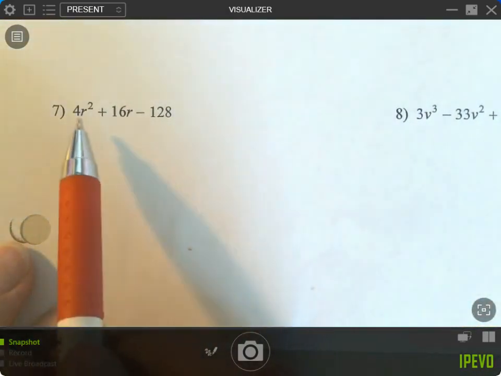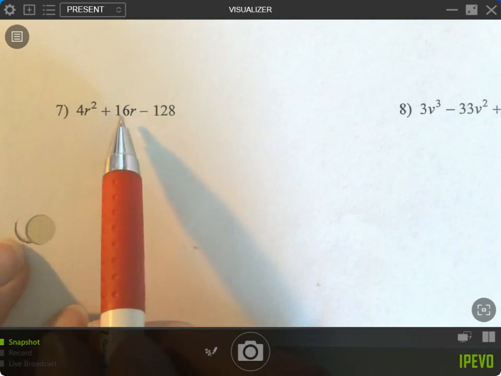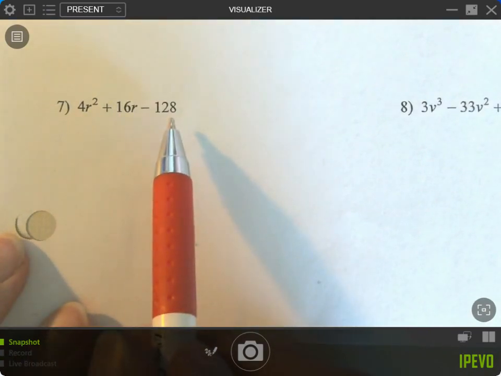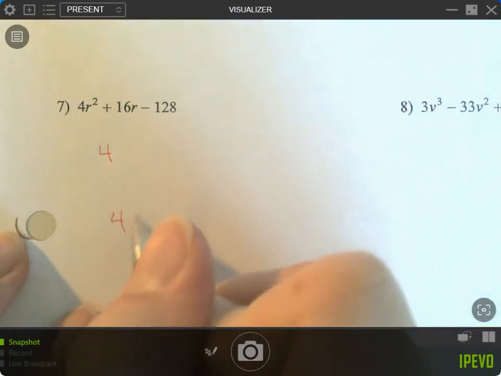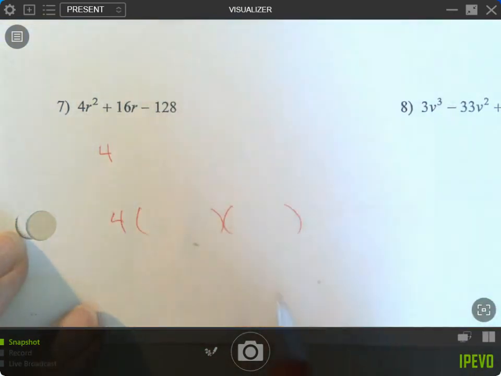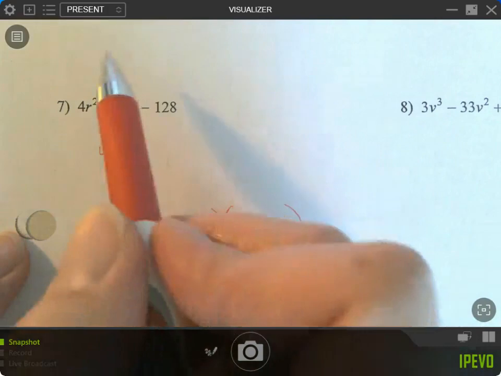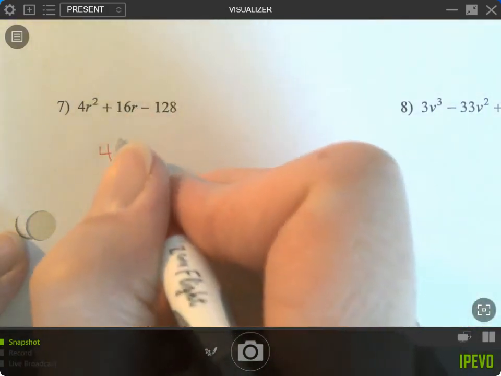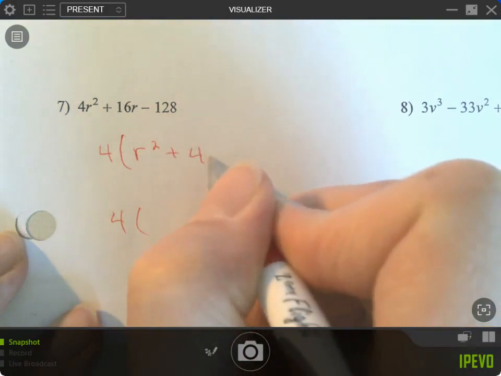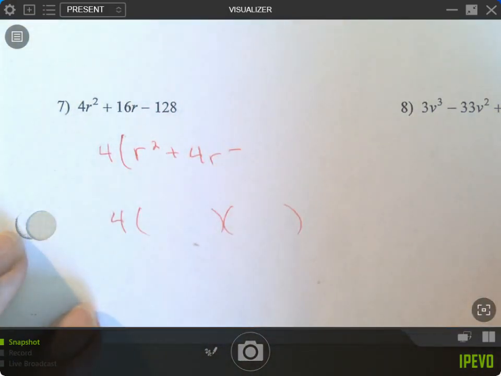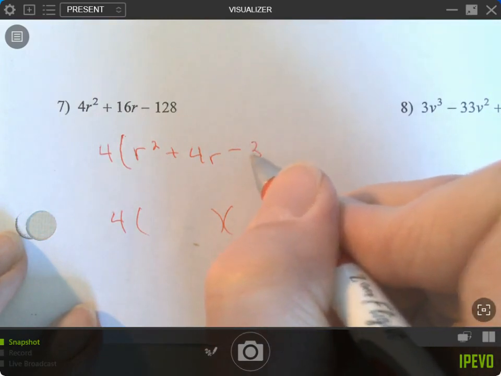Look at number 7. There is a GCF. I'm going to look at the 4. I know 16 divides by 4. 128 should also. So take out your 4. I don't want you to go from here to here. I know some of you might be able to, or you scribble scratch some numbers, but I want to see that GCF taken out. So I'm left with r squared plus 4r minus, I think it's 32, but someone could check me.